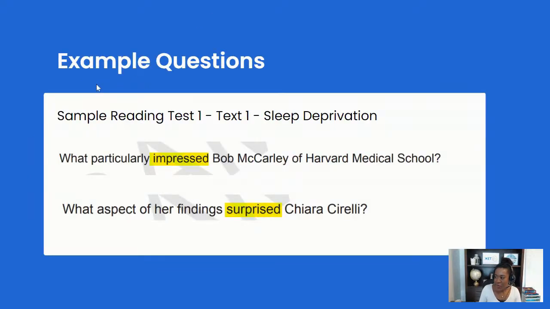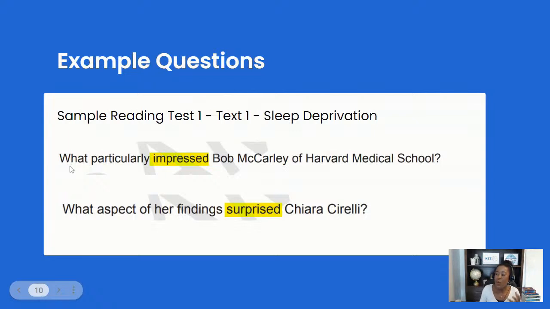For example, if you go onto OET.com, you'll be able to get access to free sample test papers. This sample test paper is Sample Reading Test 1, and the questions come from the first text on sleep deprivation. These are just two questions that come up in that paper.